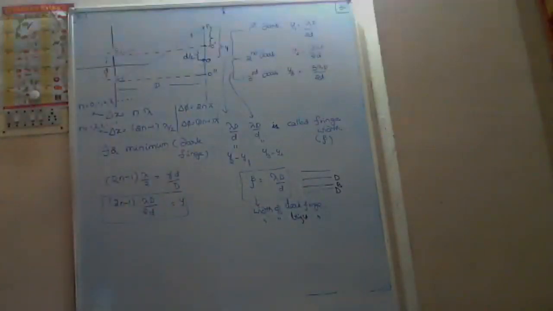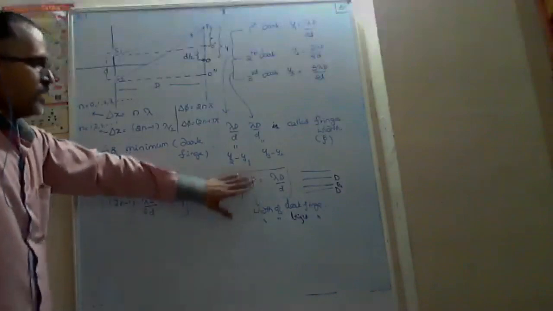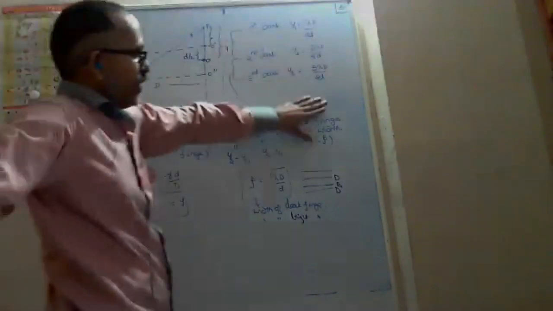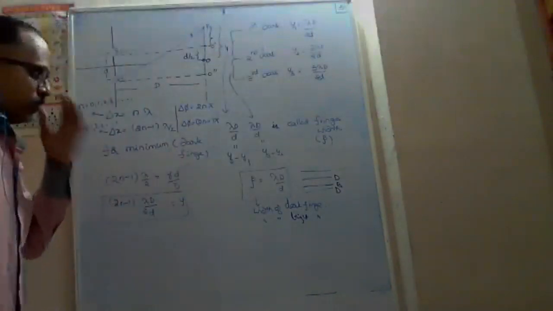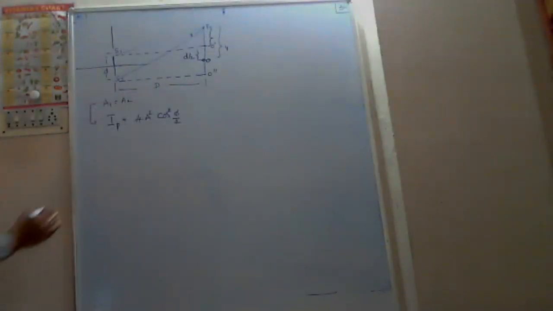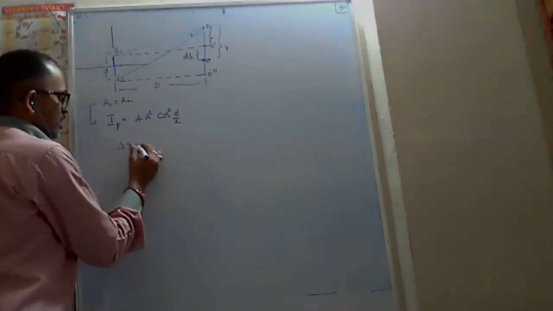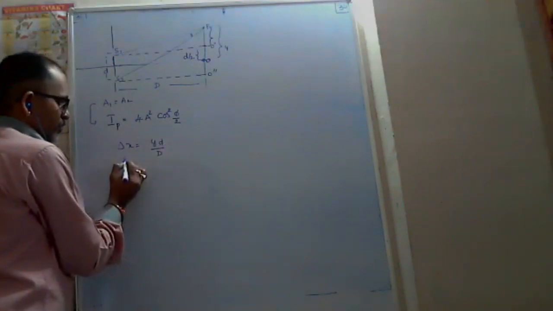So I think you observed one point here. Either the width of the dark fringe or the width of the bright fringe, you are getting the same, that is lambda D by d. That's why you can call the fringe width either the width of the dark fringe or the width of the bright fringe. Okay? Then previously you got delta x equals yd by D. Am I right? Yes, sir.